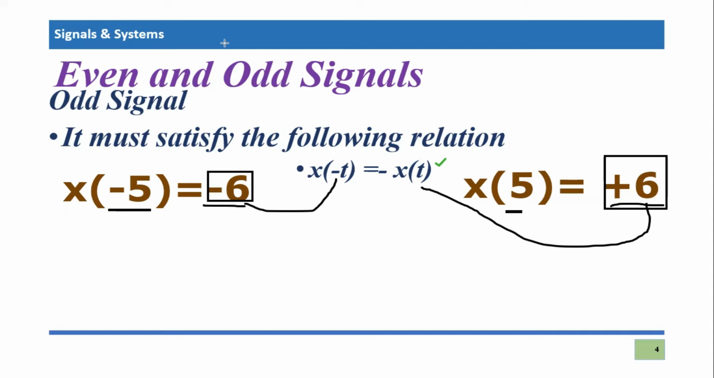In the case of an even signal, remember we used to say that the negative time index value and the positive time index value, so let me write it for you to understand it much better. In the case of even signals, we defined that the negative time index value should be equal to the positive time index value.